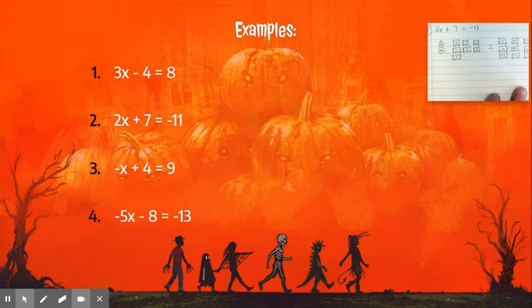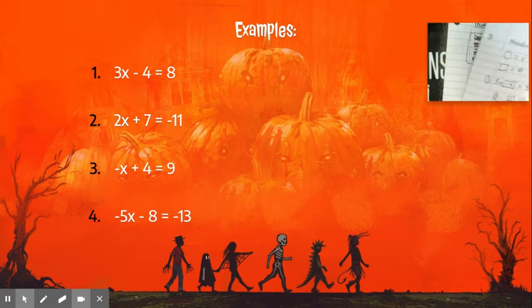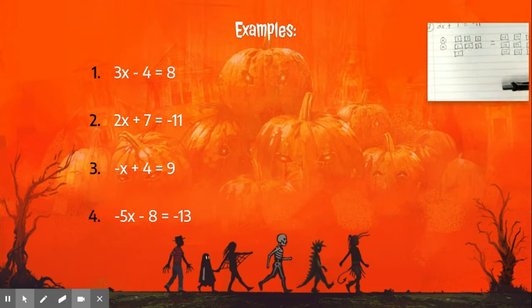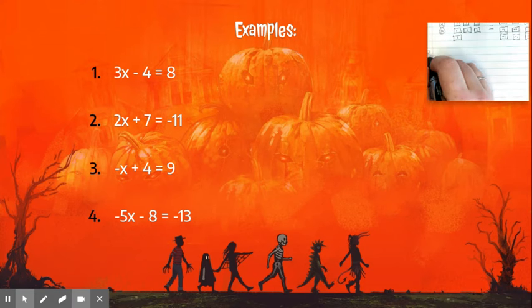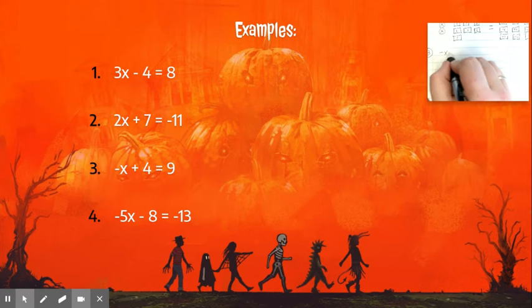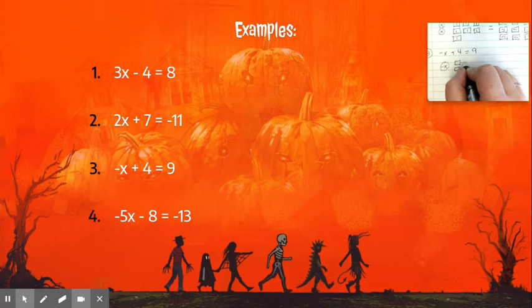So let's look at number 3. Number 3 is -x plus 4 equals 9. So we're going to do 1x, but it's going to be a -x. Then 4 squares. Those are all positive, and that's going to be equal to 9, and those are all positive.